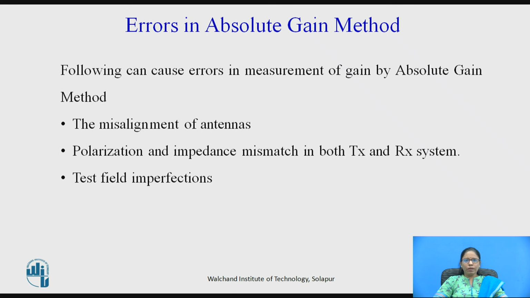But there can be errors in the measurements in the absolute gain method also. There can be errors due to misalignment of the antennas. There may be errors due to polarization or impedance mismatch between the transmitting and receiving antenna. There can be errors due to test field imperfections. Field imperfections means there should not be any obstacles in the measurements while we place the transmitting and receiving antenna. There should be free space between them.